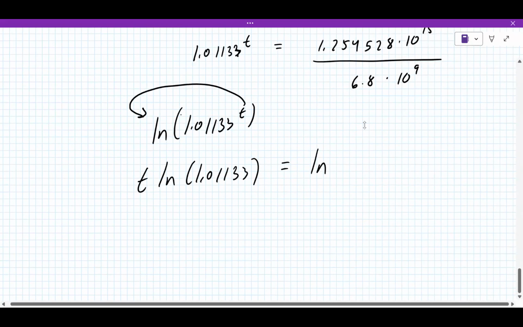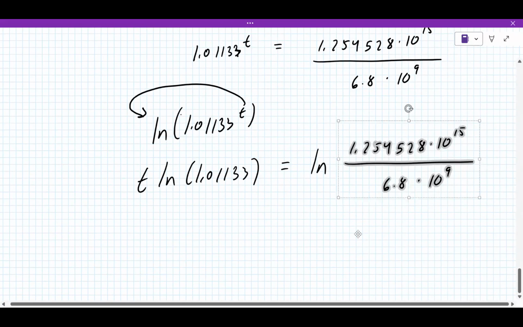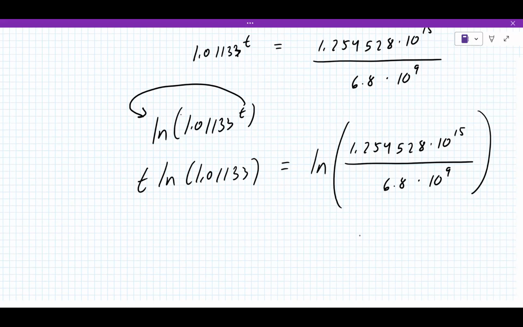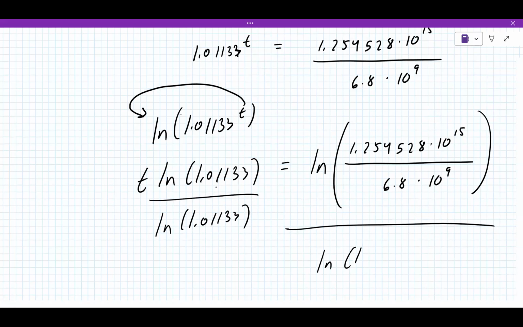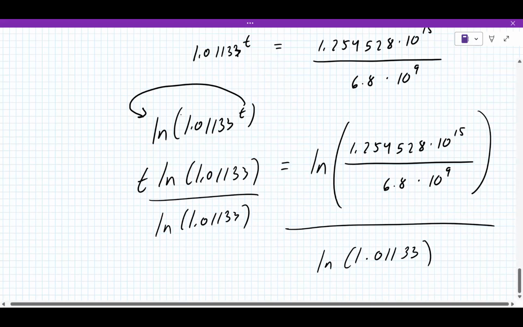I know it's like, when are we going to calculate that? We're going to do it at the end because there's so much here. And then to solve for t, you divide by the natural log 1.01133. Okay, so this can be entered in the calculator altogether. It is kind of a lot, but it can be done.